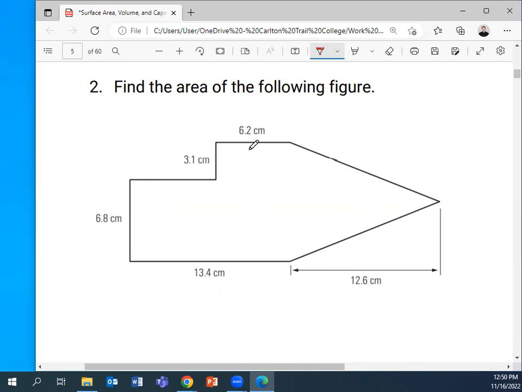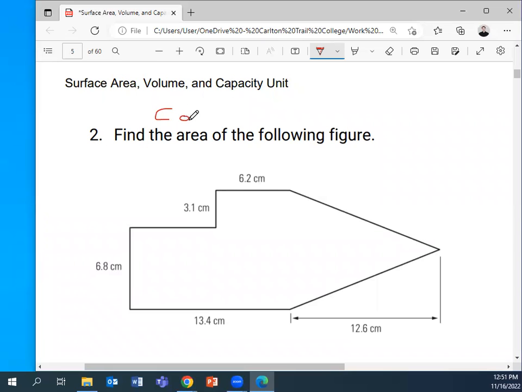You add the 13.4 plus 6.8 plus 3.1 plus 6.2, and then you take the 12.6 centimeters or whatever, you cut that in half. You're on the right track, I think I see what you're saying here. How are we going to find the area of this? This is called a composite figure, right? Could I add them all together? You betcha. We're not going to add the lengths together, but what we are. Oh, sorry. I'll get there.